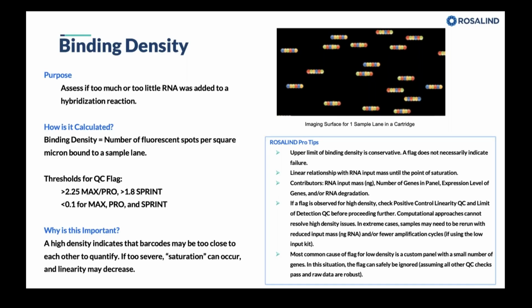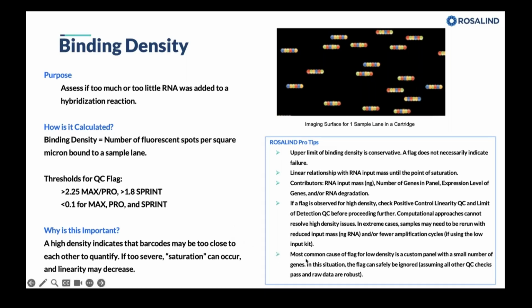We often get questions about what impacts binding density. It's a combination of multiple things: how much RNA you're loading, the number of genes in the panel. So if you're looking at more RNA or more genes, your density is going to be higher. What is the expression level of your genes? If you're looking at high expressors, it's going to increase the binding density more than low expressors. And the fourth factor here is RNA degradation. So if your RNA is highly degraded, then your binding density is going to be lower than if your RNA was fully intact.